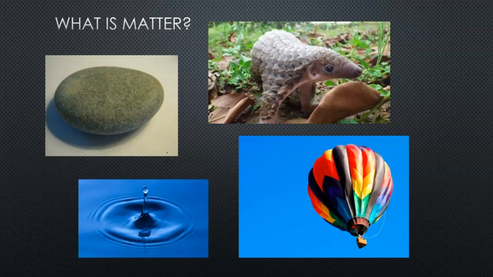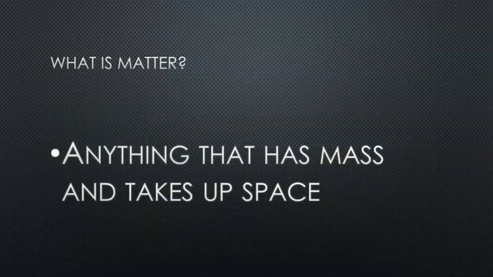And for our purposes, what we're talking about is that matter is anything that's made of atoms. The atoms are the smallest building block of anything that you can see. Well, not anything, but most things that you can touch or feel are made of atoms. And matter is anything that's made of atoms. So all of these things, air, this rock, the water, this little pangolin cutie, all of these things are made of atoms, and so they are matter.